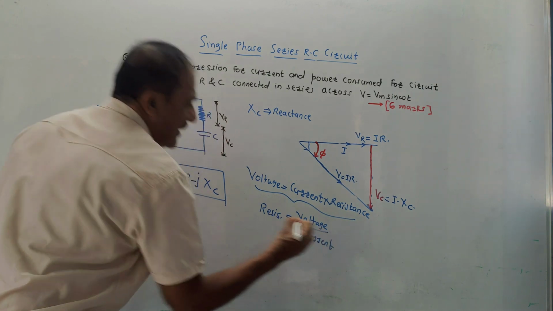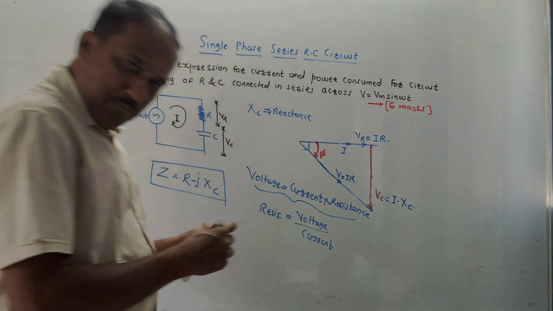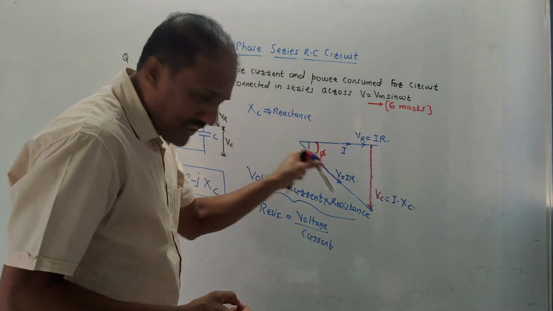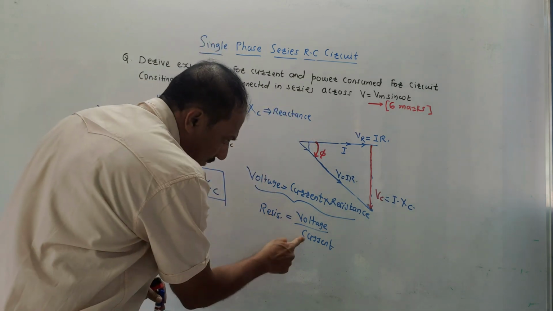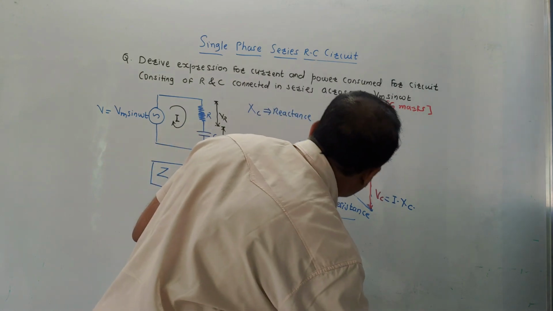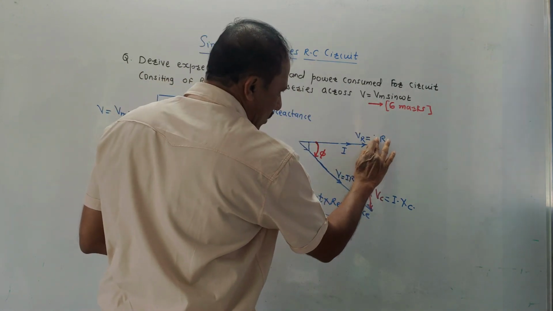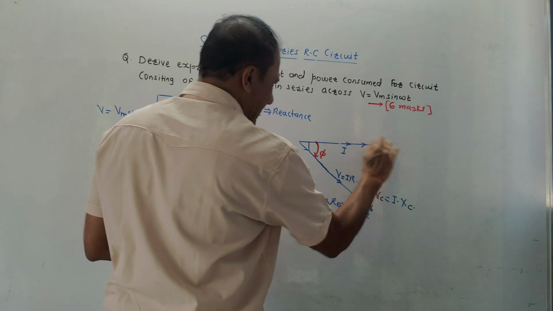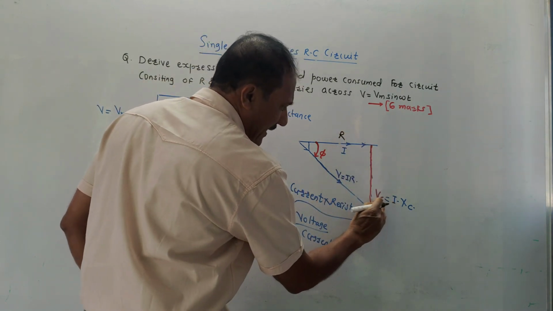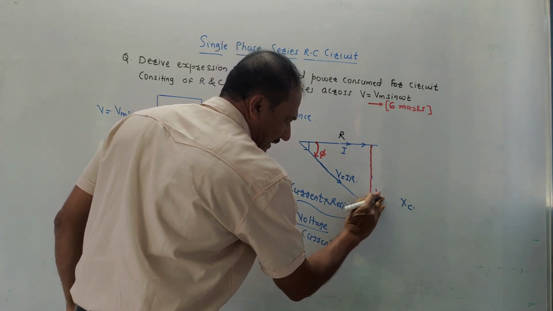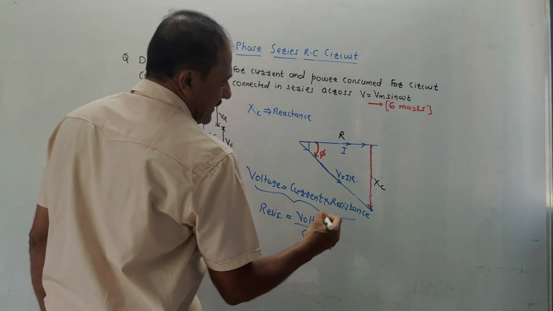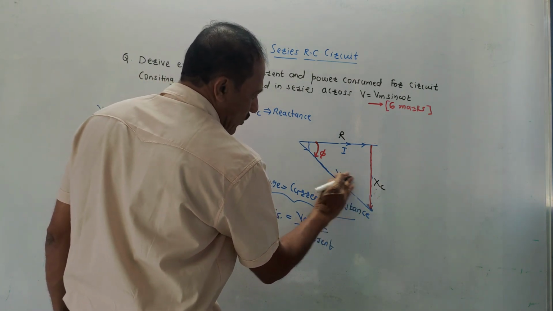Now, if I want to generate the diagram for impedance, rather impedance triangle, how to do it? This is the voltage triangle. If I divide each side by current, because voltage upon current is the impedance, then I will get the impedance triangle. So divide each side by current. If I divide it by current, only R will remain over here. So on this axis, I will mark R. Similarly, if I divide this value by current, then I gets eliminated. So only XC will remain.